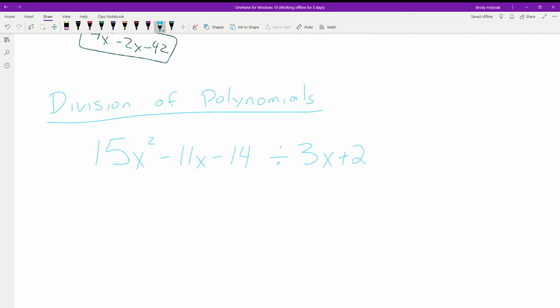Okay, so here is our problem. Now this is our dividend. And this is our divisor. When I first came back to teaching, I had to look those up to make sure I had them right, so I didn't try to teach you guys completely something bonkers and crazy.